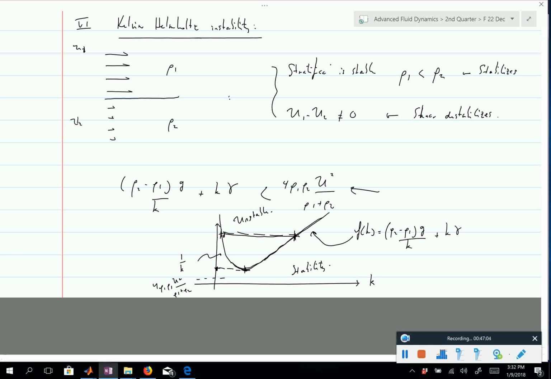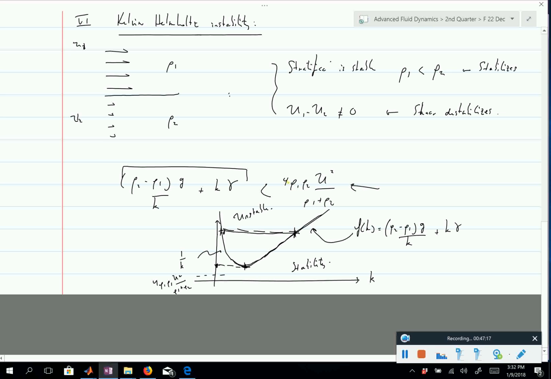So what I'm doing here is plotting this function as a function of k. And that looks like this. If this number here is below that curve, then I'm stable, because then I don't satisfy this relationship. If this number here is above that curve, then I am unstable, because I do satisfy the relationship.